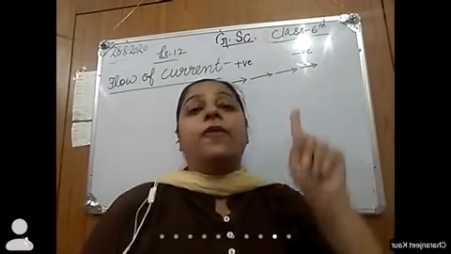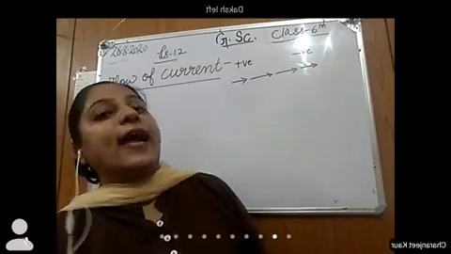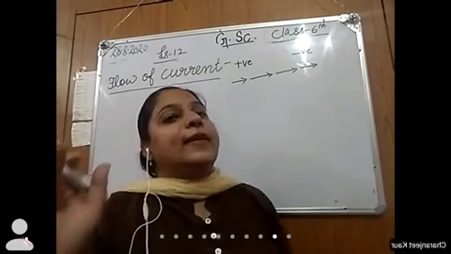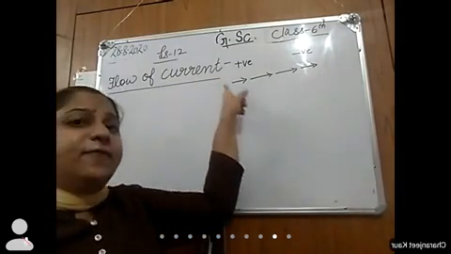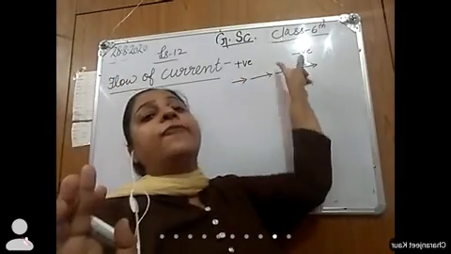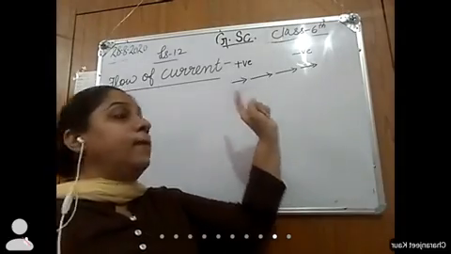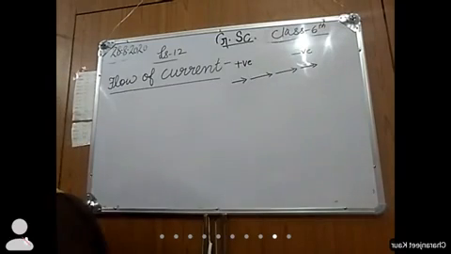Current will always flow from positive to negative, from positive terminal to negative terminal. This is known as conventional flow of current. Current always flows from positive terminal to negative terminal.